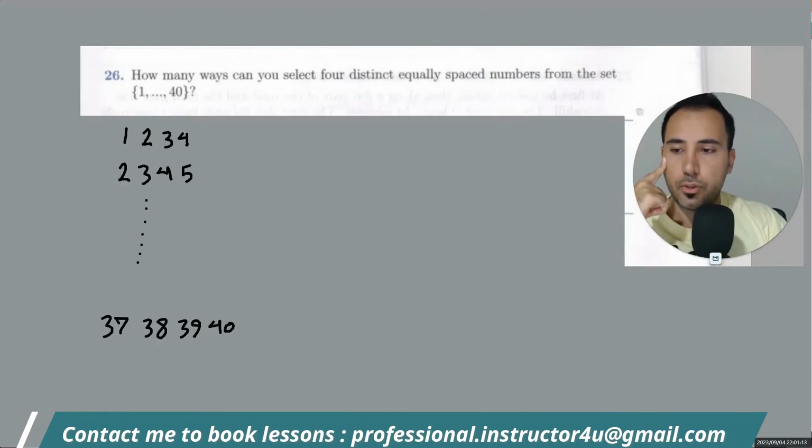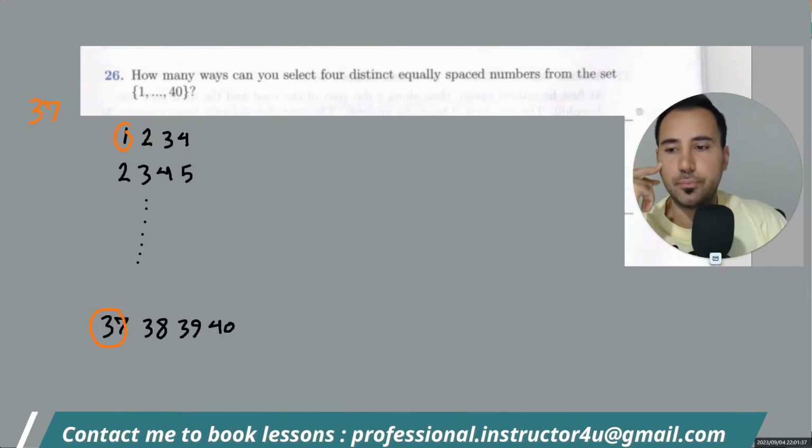Okay, so the distance between each one is 1, 1, 1. So how many sets? The first starts from 1, and the last one is 37. So far it's 37. I'm going to write it right over here.